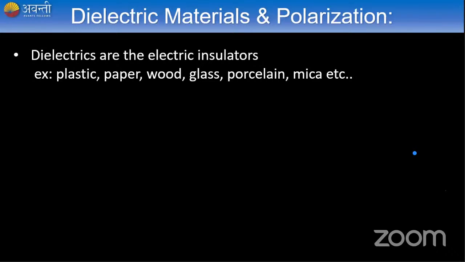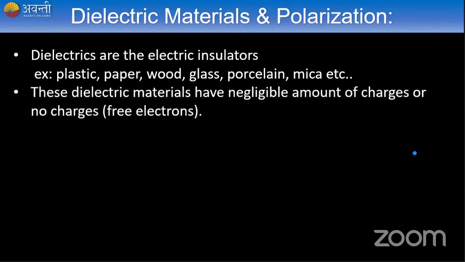So dielectrics. What are dielectrics? Dielectrics are nothing but electrical insulators. What are electric insulators? Electric insulators are those which don't have the capacity to conduct electricity, right? So dielectrics are the electric insulators or poor conductors, correct, Jyoti? Examples go like plastic, paper, wood, glass, porcelain, mica. I hope everyone knows what mica is.